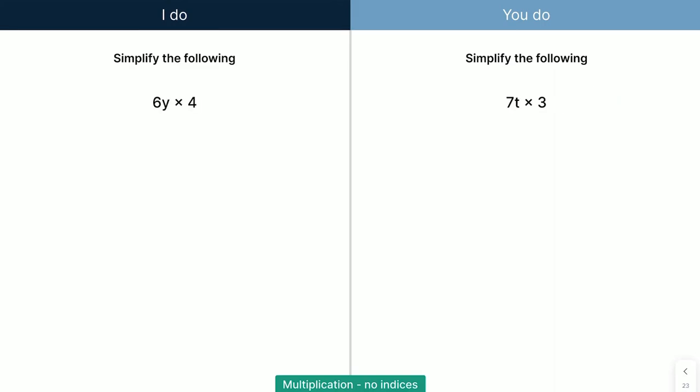So again, with this one, you can do the numbers first. 6 times 4 is 24. And with the letter, we just have the letter. And again, on the right, numbers first, 21, and then T. And then here, we can do the numbers first, that's 25, and then E times F is just EF. And again, we can do the numbers first, which is 12, and then A times B is just AB.